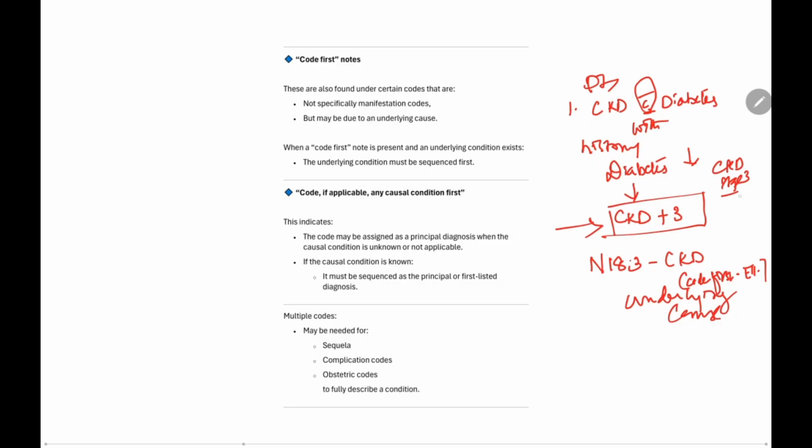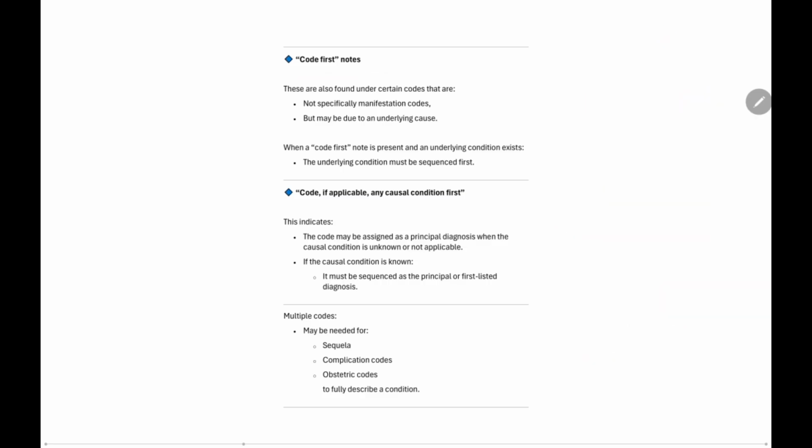So all the tests are happening. Like this you will get a question, and the underlying cause you need to code first. Then what is the code sequence here? And then you will code N18.3. Okay, this is how the code first note should be used in the tabular or alphabetic index.